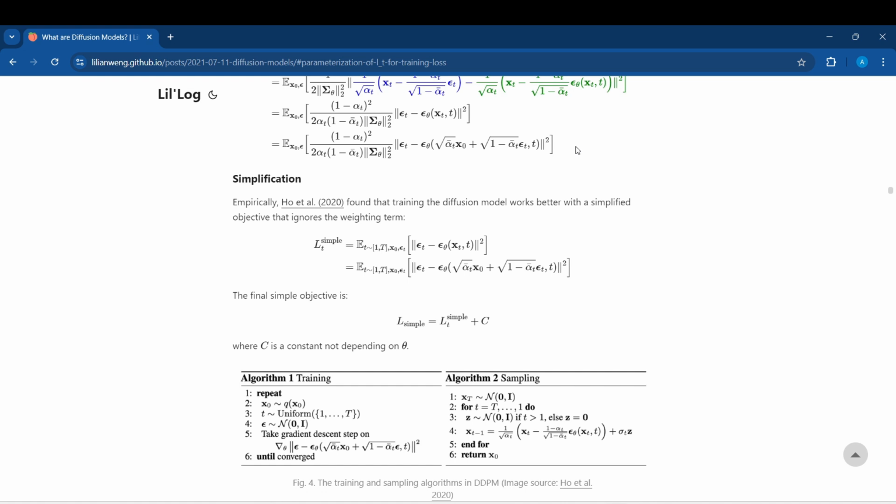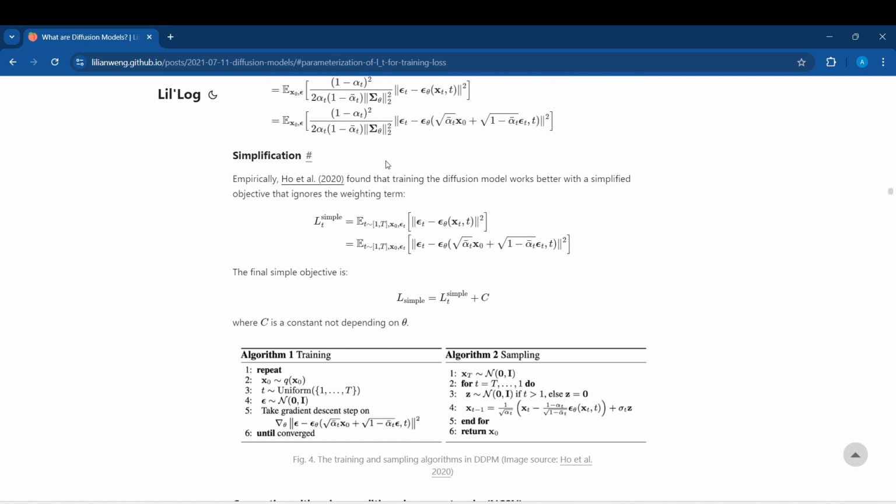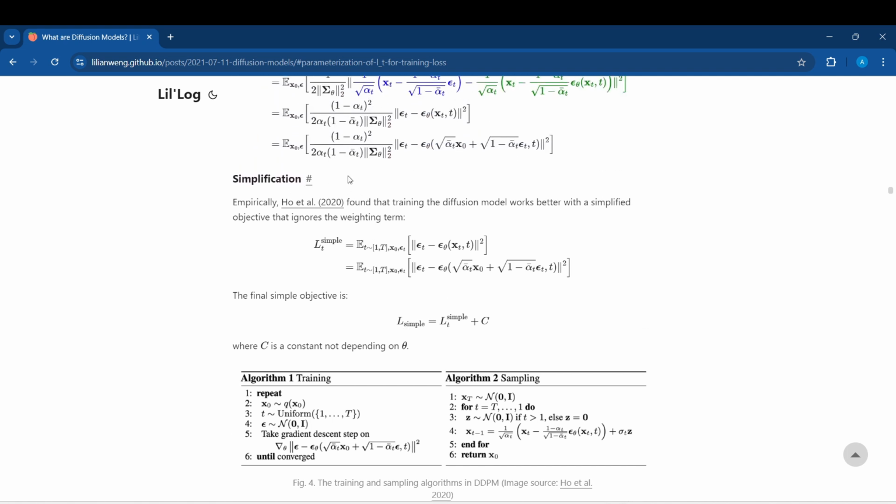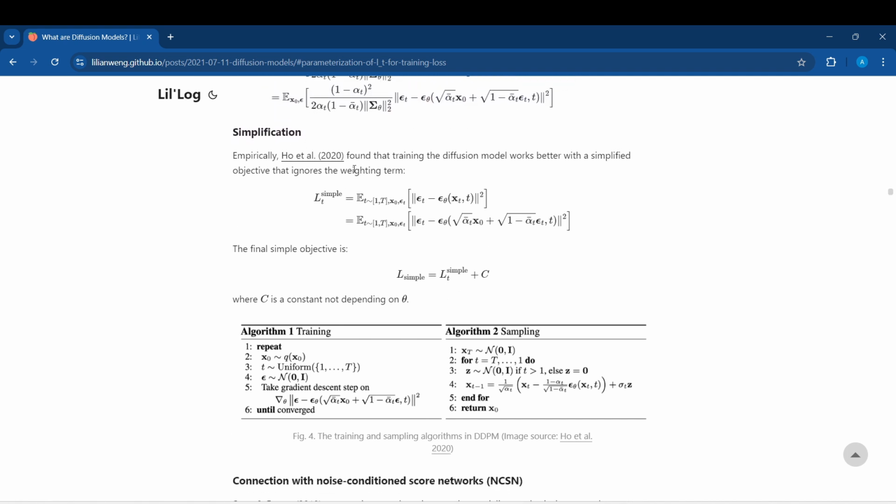If you take some common terms here, you will get this term here. You can just ignore this term, which has been presented here, since this has worked empirically better, and we can just remove this weighting term. And our loss becomes this.